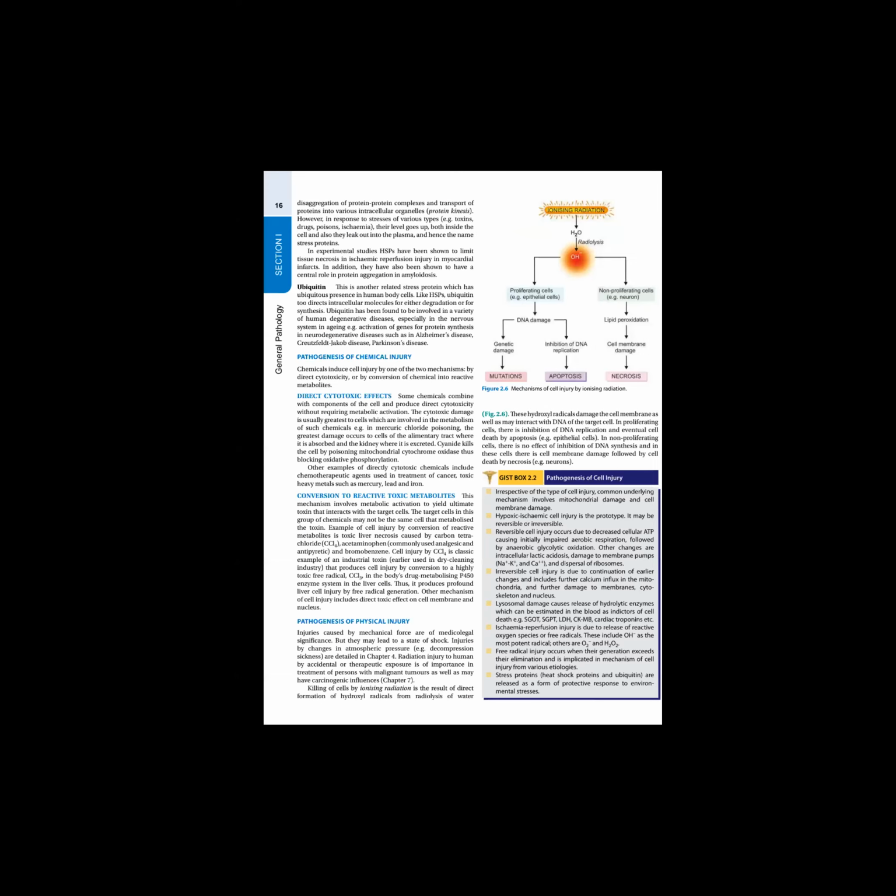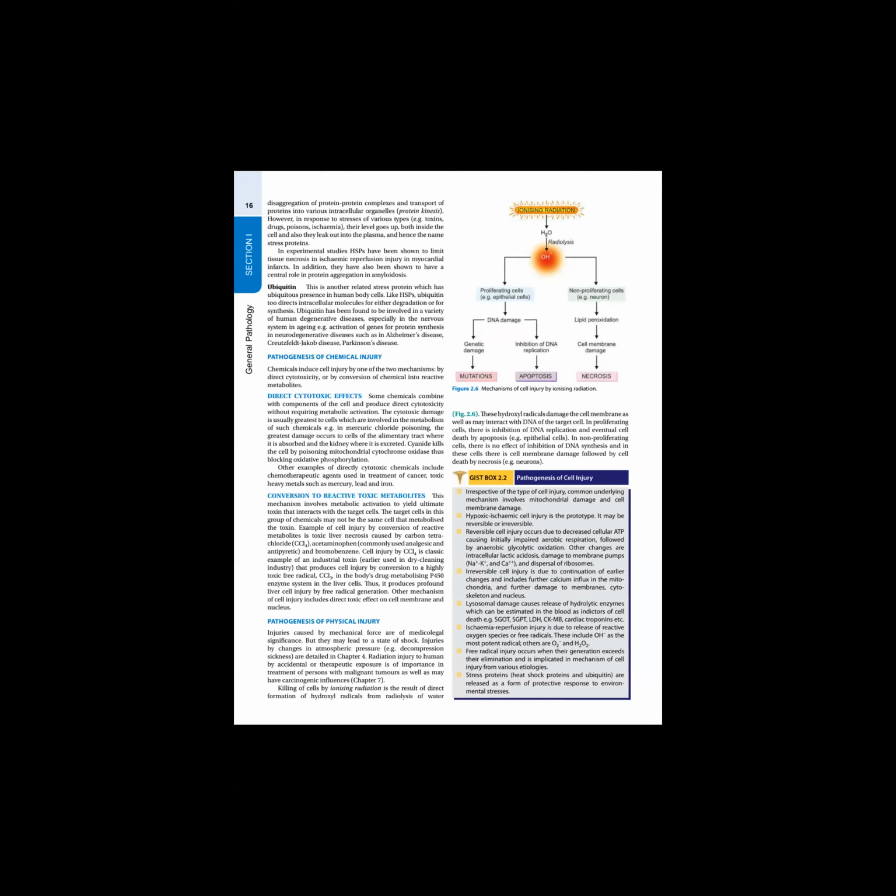So now this topic, the pathogenesis, has been done. There are three pathogeneses we have studied in the last two lectures. First was the ischemic, second is chemical, and the third is physical. So whenever I come up with a question that you have to explain the pathogenesis of cell injury, you have to include the chemical, the ischemia, and the physical one.